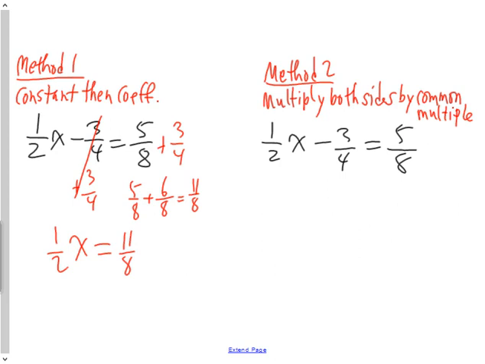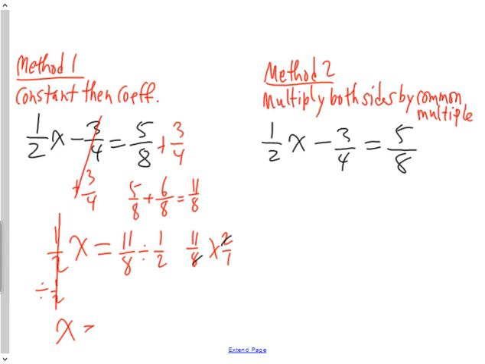Now I have a coefficient of 1/2, which means I'm multiplying x by a half. So the opposite operation is to divide by a half, which leaves me with x. When I divide this side by half, I know that I can get the same answer by keeping the first fraction and multiplying by the reciprocal. Obviously, I can multiply 11 by 2 to get 22 and 8 by 1 to get 8.